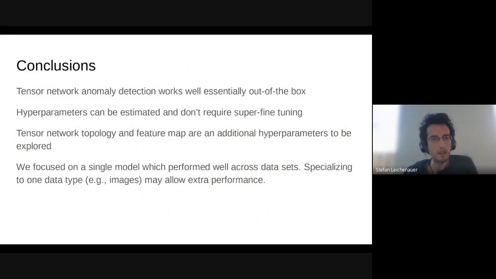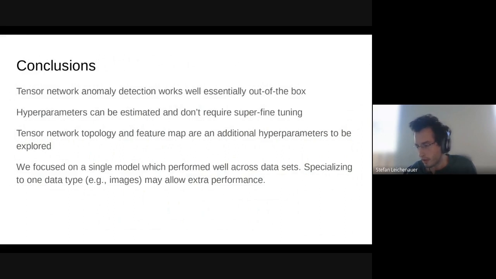particular data sets. And in that way, I think the next step is to pick a problem, images or certain tabular data of a certain type in some industry, and try to squeeze out extra performance by tuning some of these other knobs, choosing a better topology of tensor network or fine-tuning the feature map.